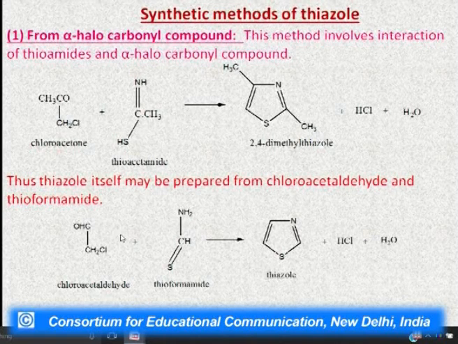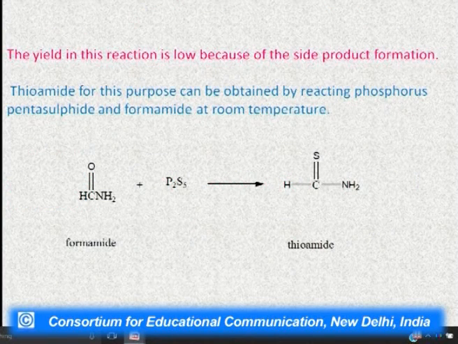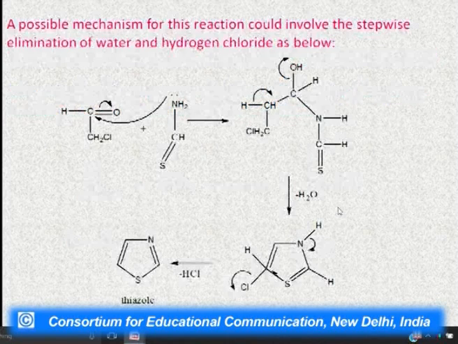Thus, this is the substituted thiazole. We can get pure thiazole itself, which can be prepared from chloroacetaldehyde. It reacts with thioformamide, and these two molecules interact together to give a pure thiazole ring. Here also the side products are hydrochloric acid and water, so in this case the yield is low. Thioamide for this purpose can be obtained by reacting phosphorus pentachloride and formamide at room temperature. Formamide reacts with phosphorus pentachloride, and we get the thioamide, which reacts in the previous reaction.